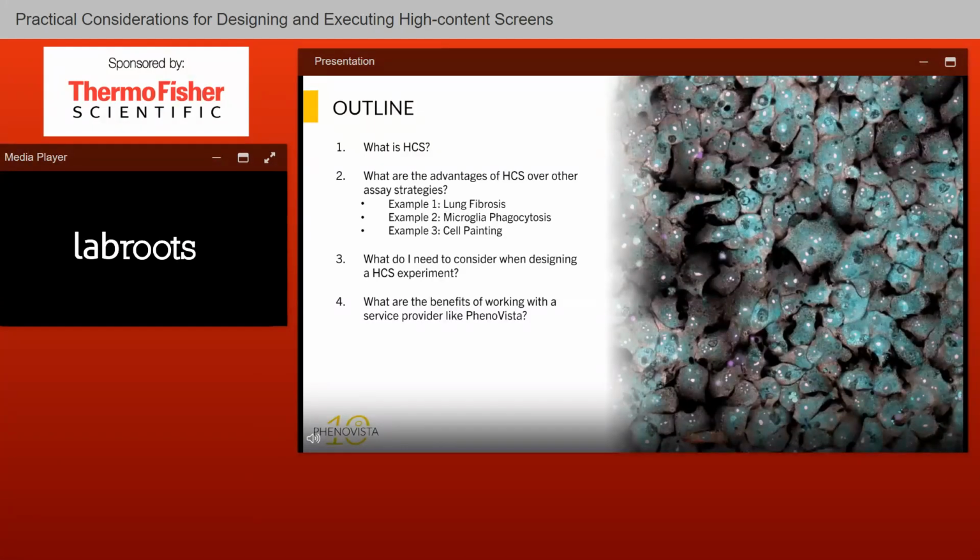We're going to have a quick intro of what is HCS, or high content screening, and then what are its advantages over other assay strategies. We'll have three short examples to give you a sense of applications that can be tackled with high content. Then we have some practical considerations for things to bear in mind when designing a high content experiment. And then finally, about 300 or 400 slides plugging our services at PhenoVista, but that should only take a couple hours. No, it should be very quick.